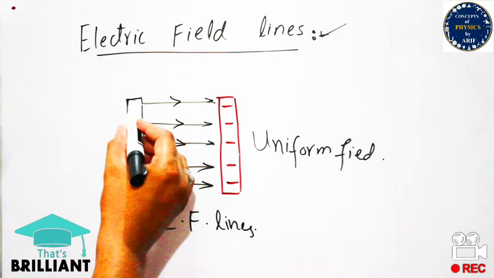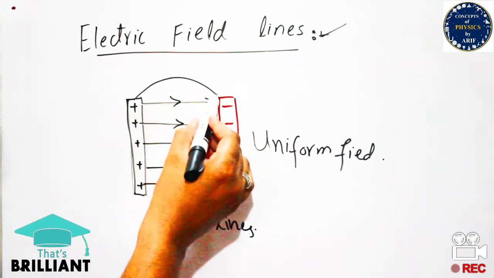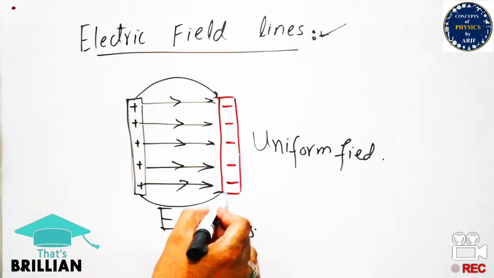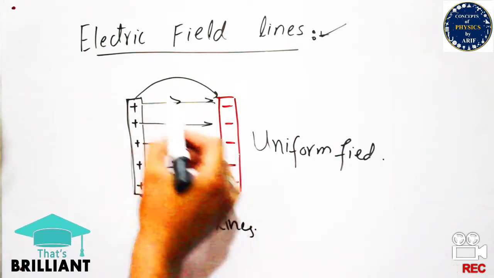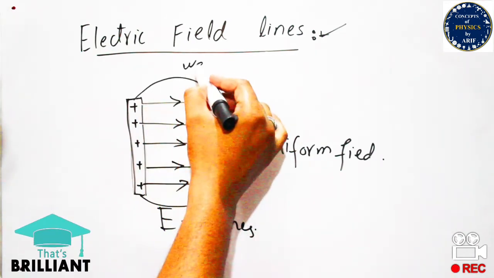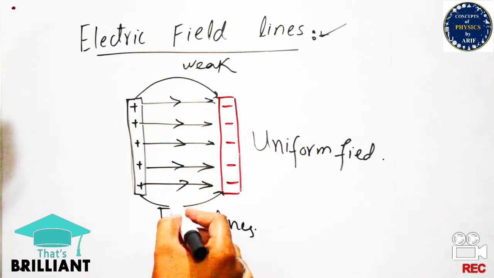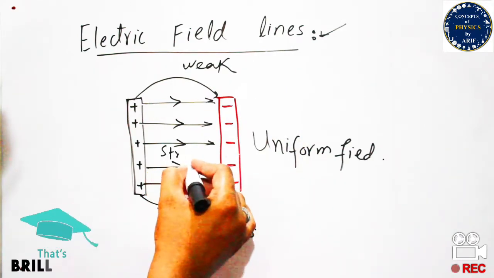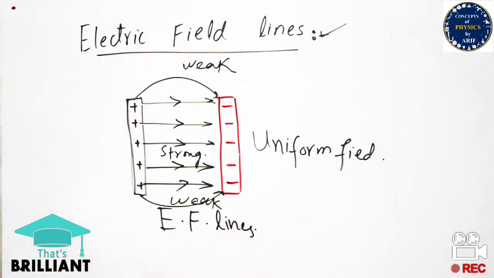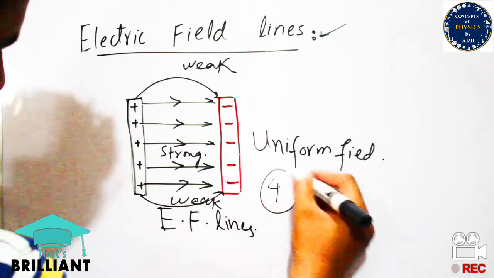So it is a uniform electric field, with uniform electric field lines in the center, where the electric field lines are stronger and the electric field strength is maximum, and a weak electric field strength on the edges of these plates. So the electric field lines show the strength of the electric field in that region.